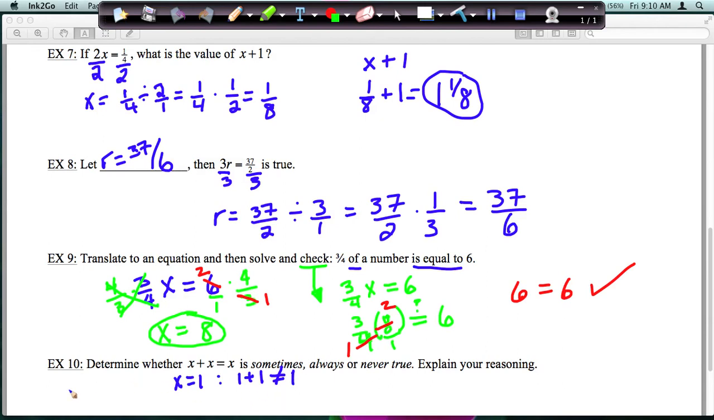Okay, so I'll write not true. You can keep going through and you can see that there's lots of examples where it doesn't work. So I know that it's not always true because I found an example where it's not true. The trick is, can I find an example where it is true? So you could keep plugging in values and try and figure that out. Or I could also try and solve.